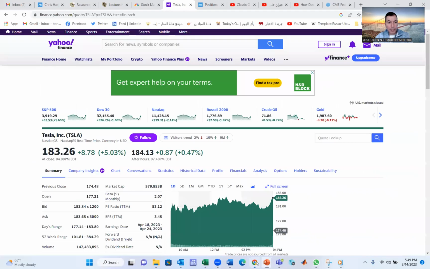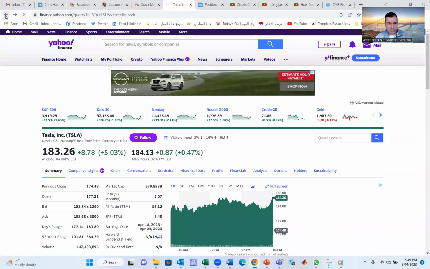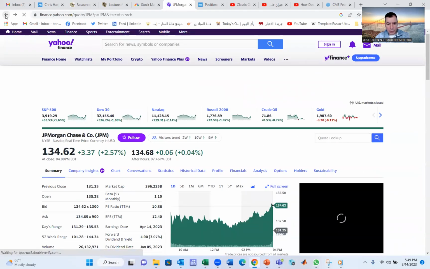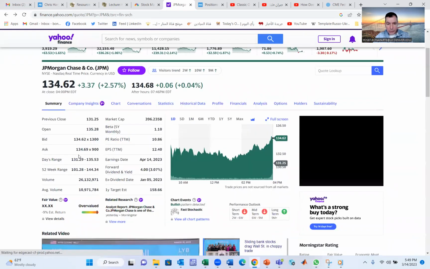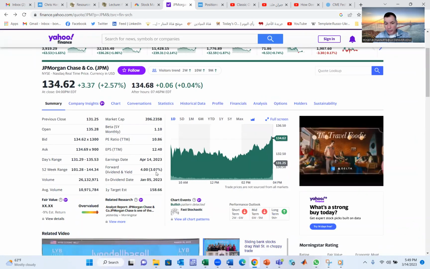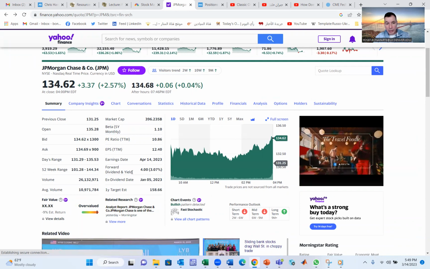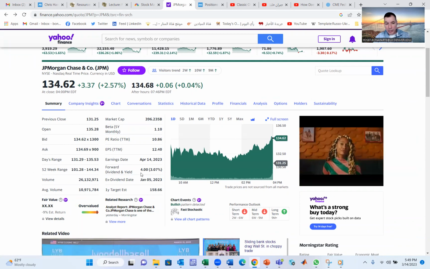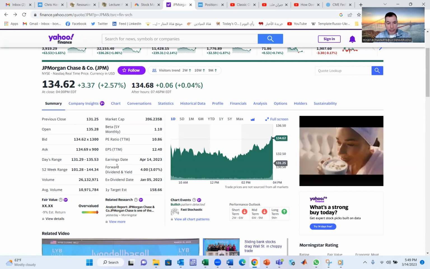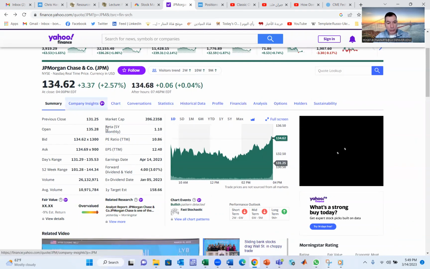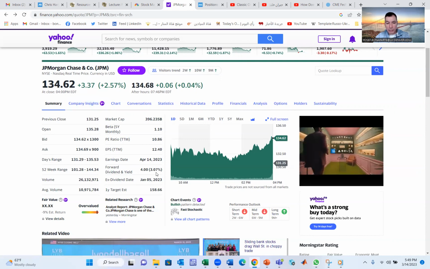If you go to JP Morgan, the dividend yield for JP Morgan is 3.07. Why? Because they're paying $4 in dividends. Dividing the dividend by the price will equal 3.07%.